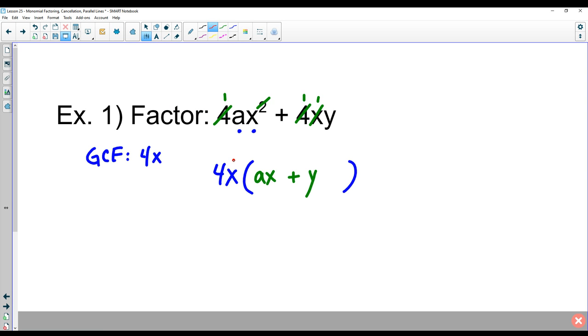We can go back and distribute. Okay, what would we get if we multiply 4x times ax squared? Make sure you get the original term. And then 4x times y, make sure you get the original term here.